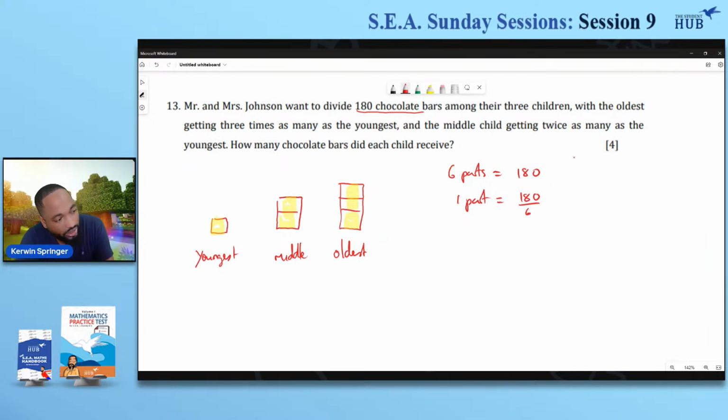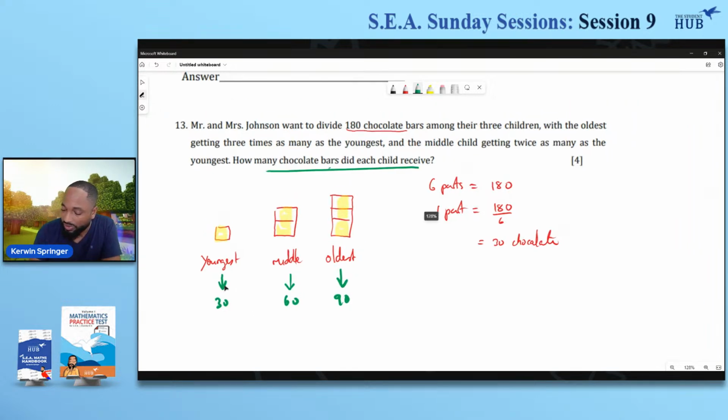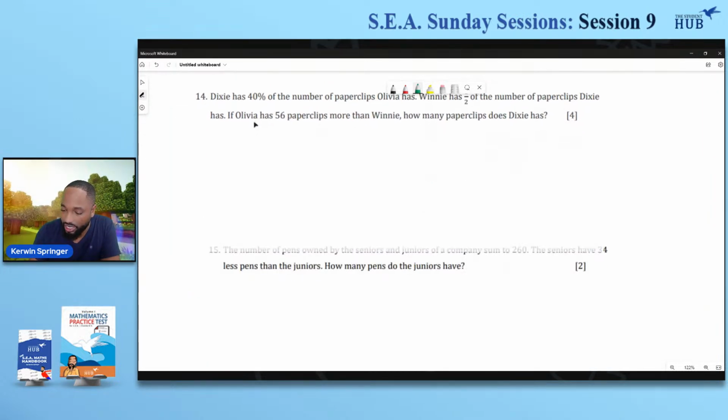Some of you will use a fraction method. I find the bar method is the best universal method to teach students, but some teachers teach a fraction method. So they will say the youngest gets 1/6, the middle got 2/6, and the oldest got 3/6. Anyhow, 1 part is equal to 30 chocolate bars. So how many does each child receive? 30, 60, and 90. I put 80 by mistake, it should be 90, right? And that's it.